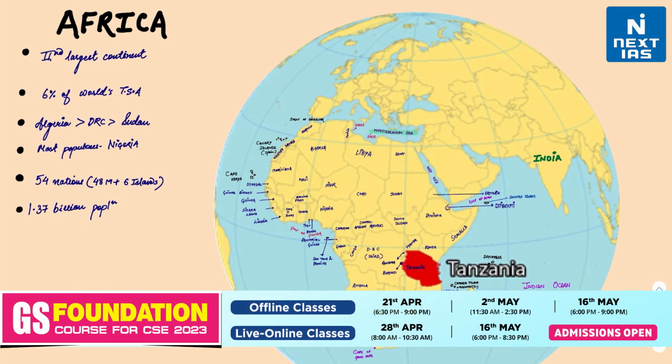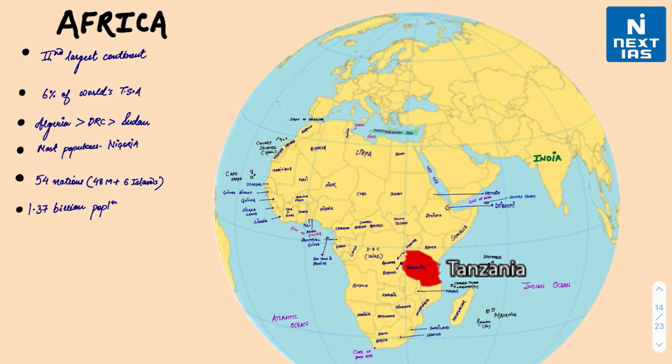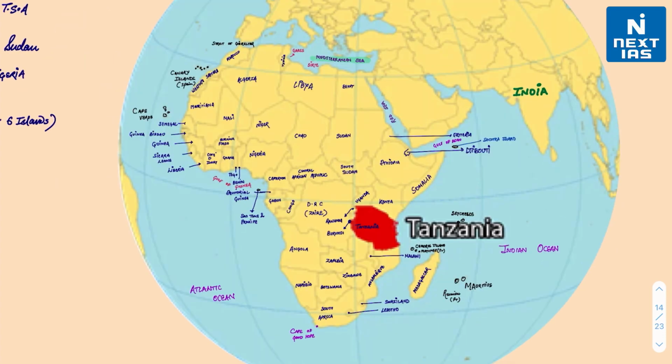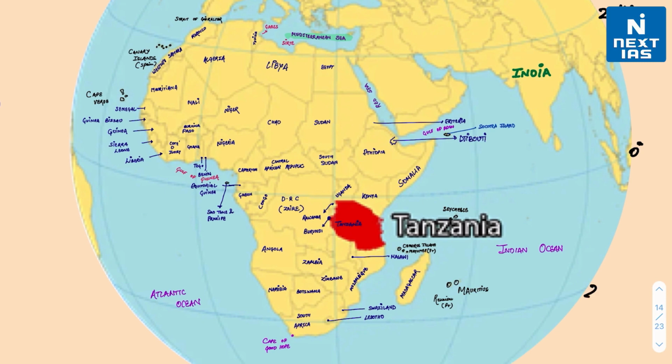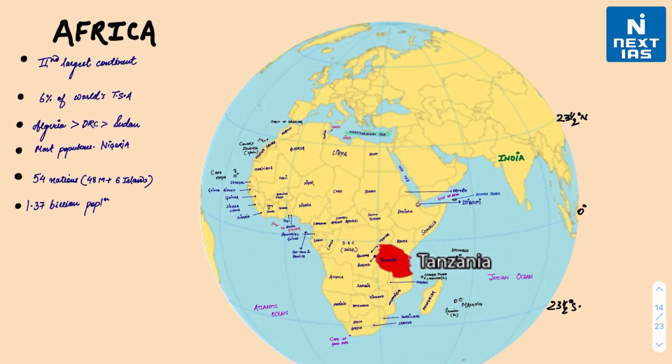Now, when we say Africa, we are talking about the second largest continent in the world after Asia, both in terms of area as well as population. An important point is that this is the only continent through which all three, that is the Equator, the Tropic of Cancer, and the Tropic of Capricorn at 23.5 degrees south, pass. Also, Africa covers 6% of the world's total surface area.